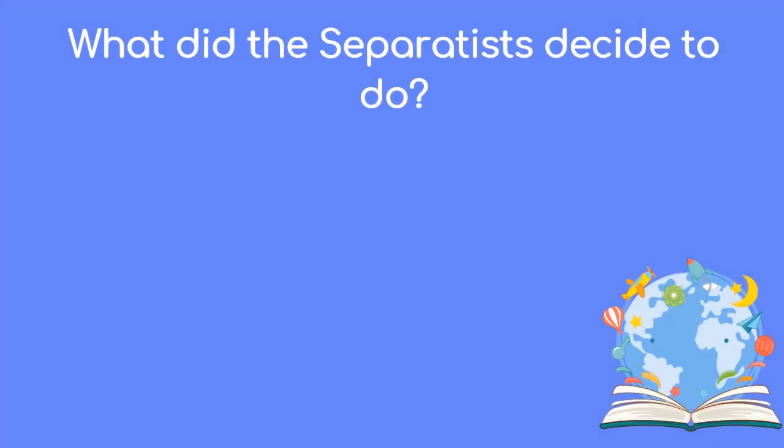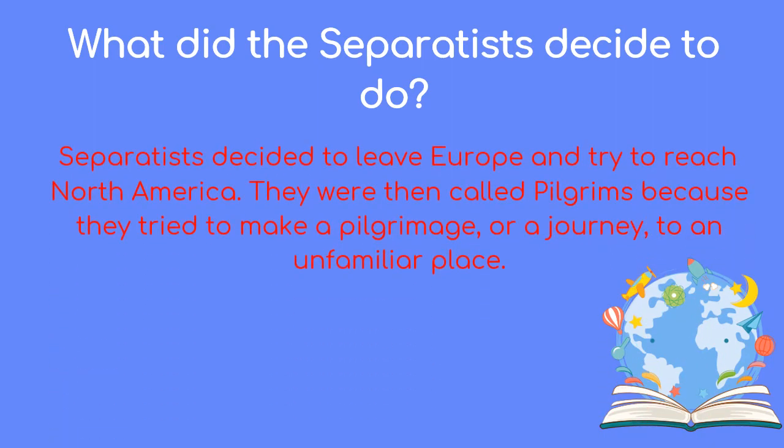What did the separatists decide to do? Separatists decided to leave Europe and try to reach North America. They were then called pilgrims because they tried to make a pilgrimage or a journey to an unfamiliar place.